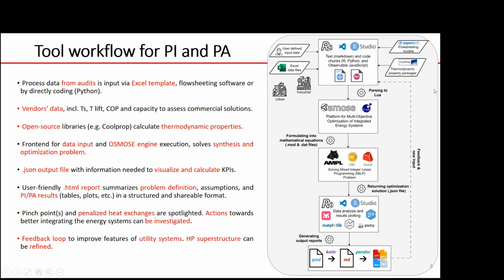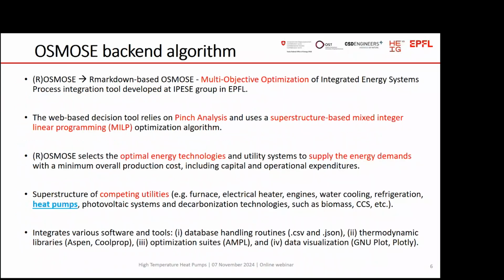You can always change the parameters and do a feedback loop, inject more data from the industry, and then you can determine which are the pinch points, penalize heat exchangers. So you can take actions at the end, and then you can refine the superstructure of the heat pump utility, just to know what the effect is if you change the parameters of those heat pumps.